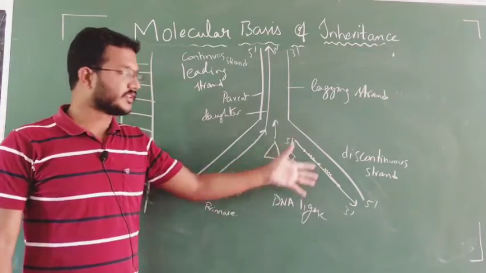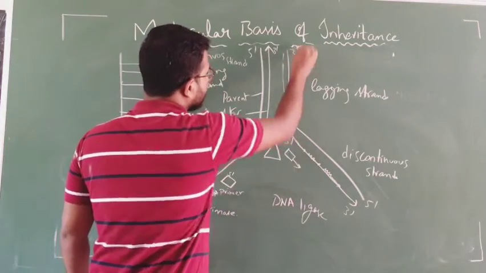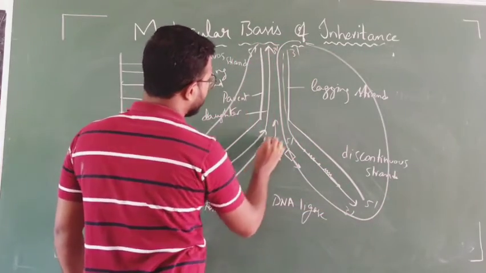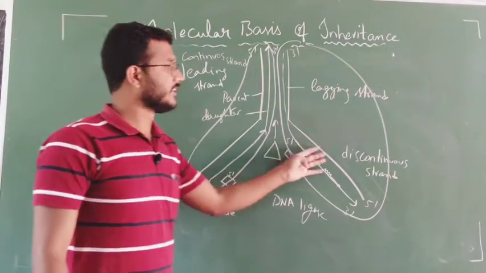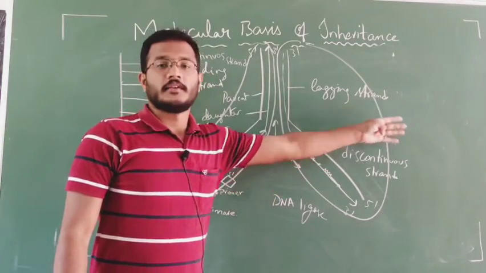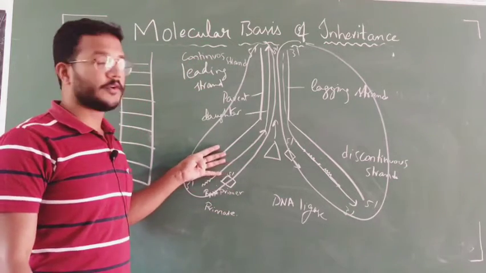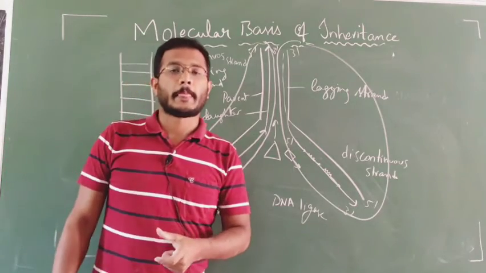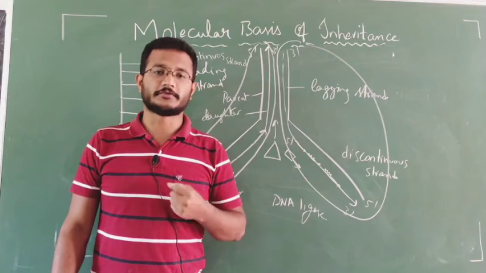After the process of replication, this is one DNA molecule and this is another DNA molecule. So in the daughter cells, this entire content will go into one daughter cell, and this will go into the other daughter cell. So from parent to offspring, this is how the genetic material is transferred.